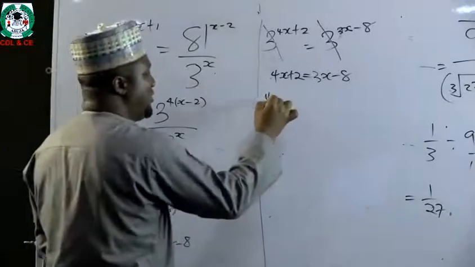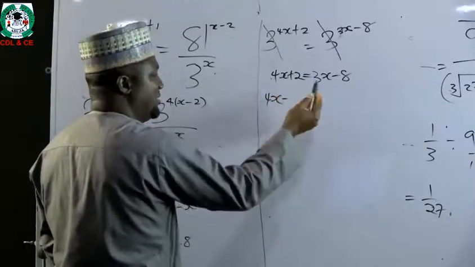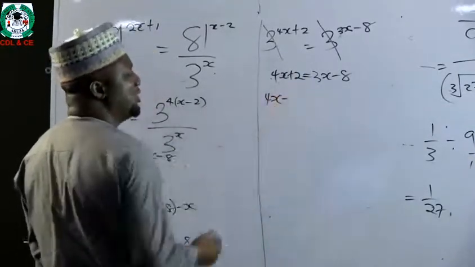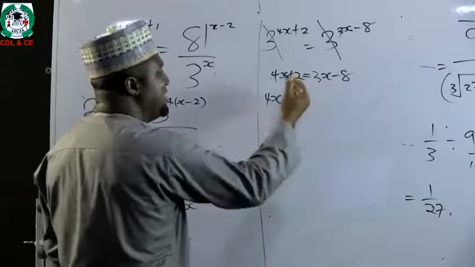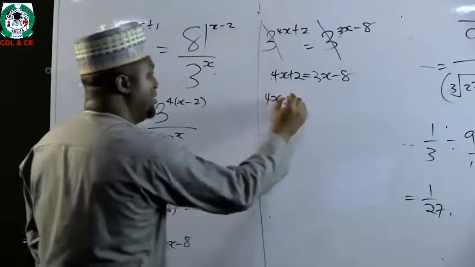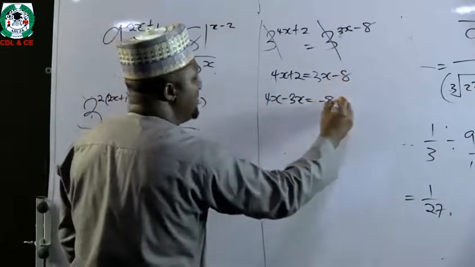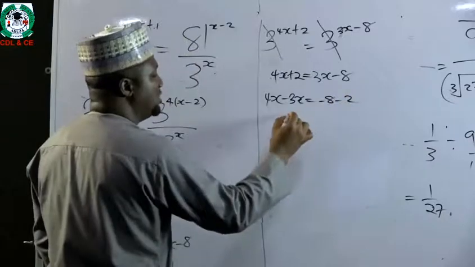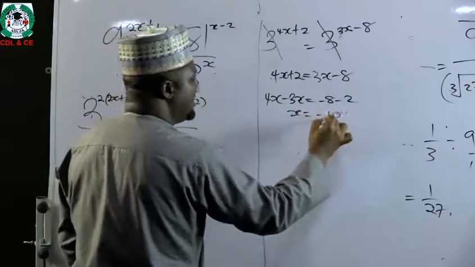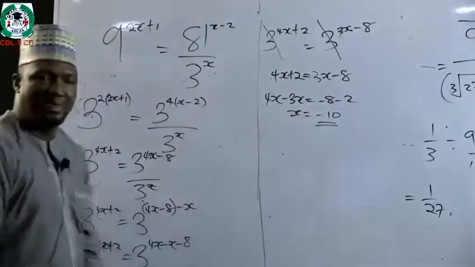Then this is 4x. When 3x crosses the equality sign, it becomes negative, so we have 4x minus 3x. This is minus 8. When this 2 crosses, it becomes minus 2. So we have x equals what? Minus 10, our final answer.